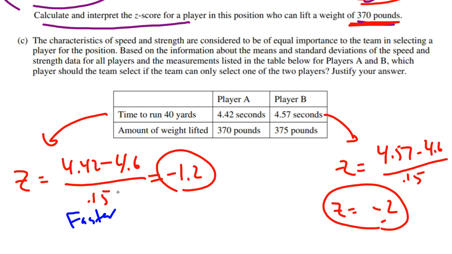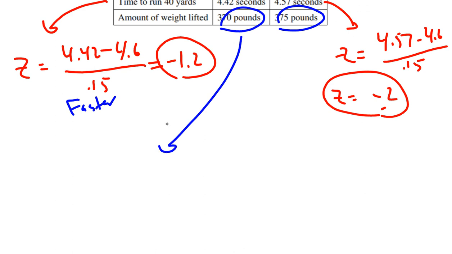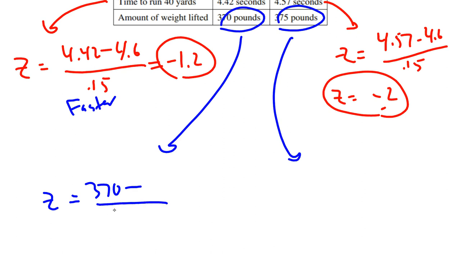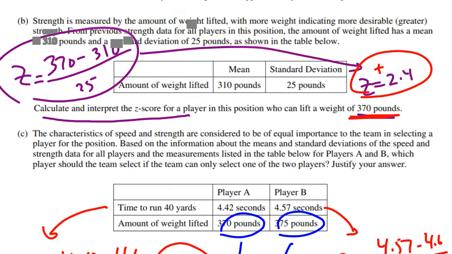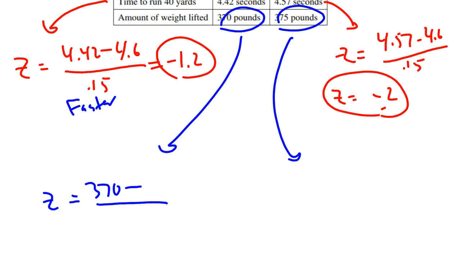Okay, so now let's look at the strength. If you look at player B, he looks pretty strong, right? And player A looks reasonably strong. We need Z-scores for that. So Z is going to equal the observation of 370 minus the mean over the standard deviation. Let's just remind ourselves of those things. For the weightlifting, the mean is 310 and the standard deviation is 25. So this is going to be 310 and 25.